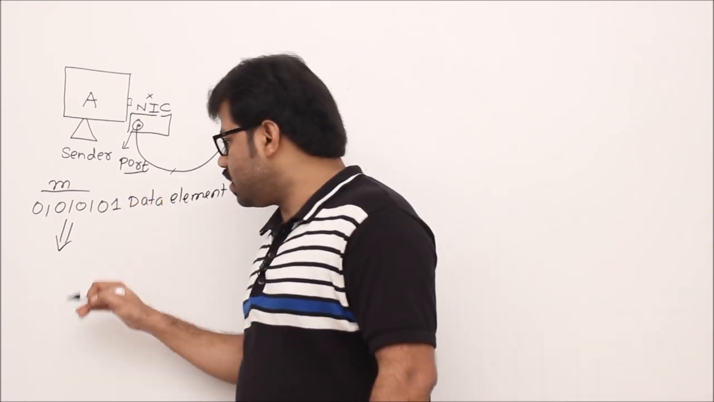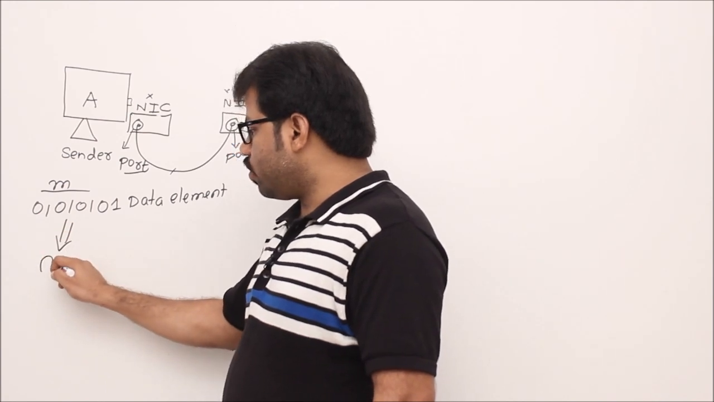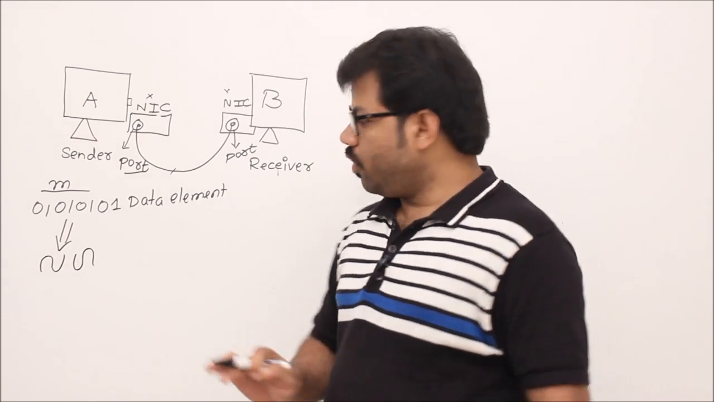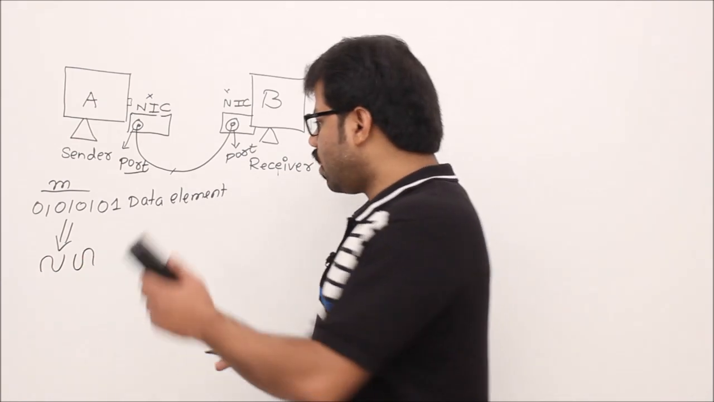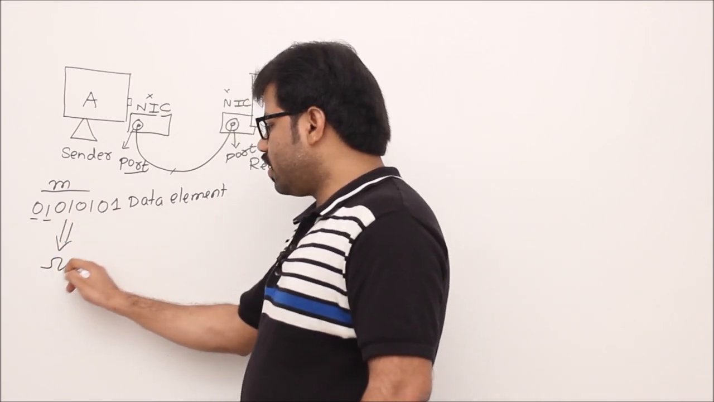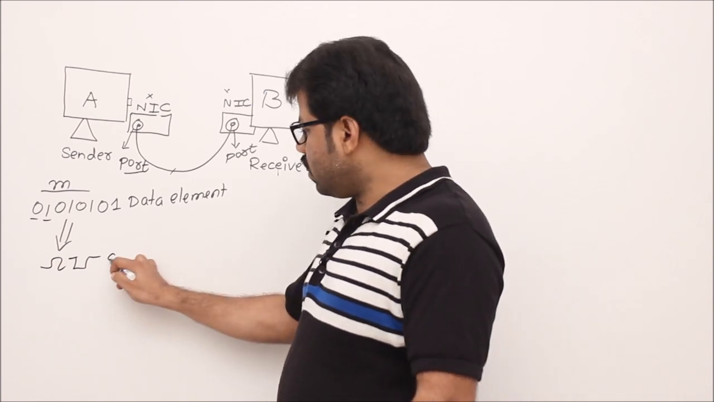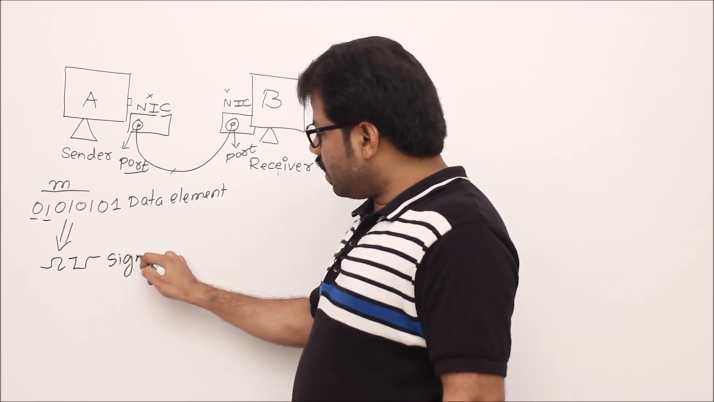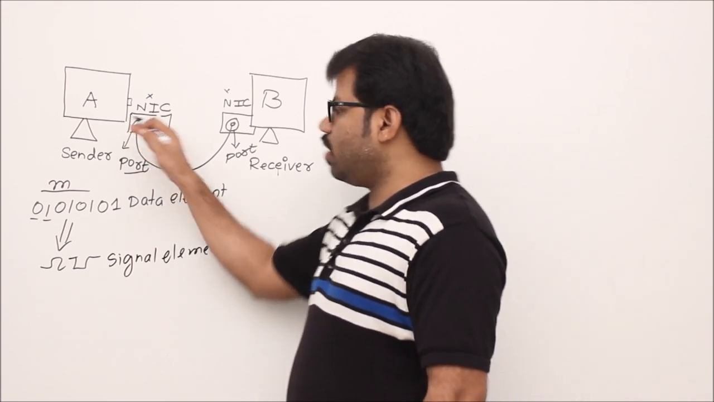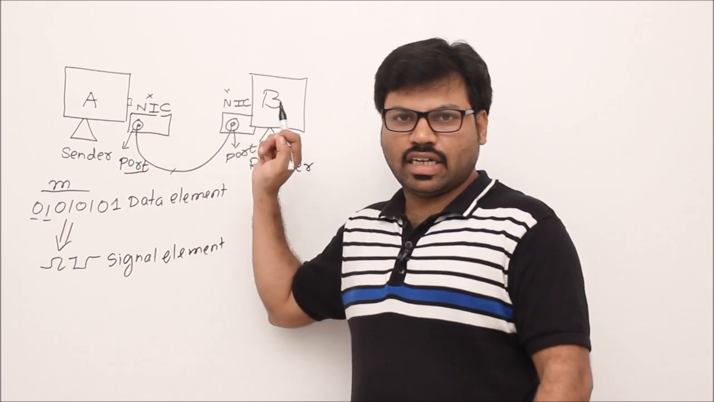Now these data elements are converted to signal elements. That means 0 will be converted to some signal, 1 will be converted to some signal, whatever it is, doesn't matter. We don't focus on that, right? Somehow finally every 0 and 1 will be converted to some voltage signals. That is enough for us, okay? These signals are called signal elements. So finally every data element will be converted to a signal element, and after that it will be put on this cable by your NIC card.